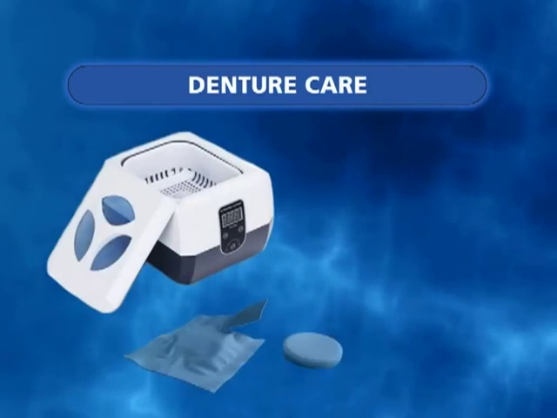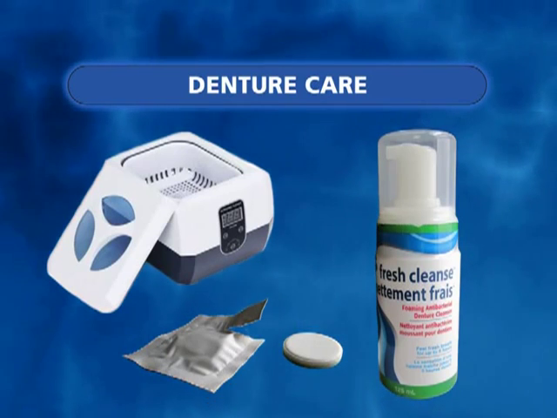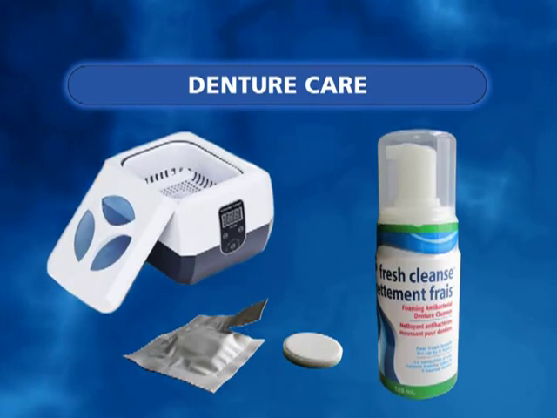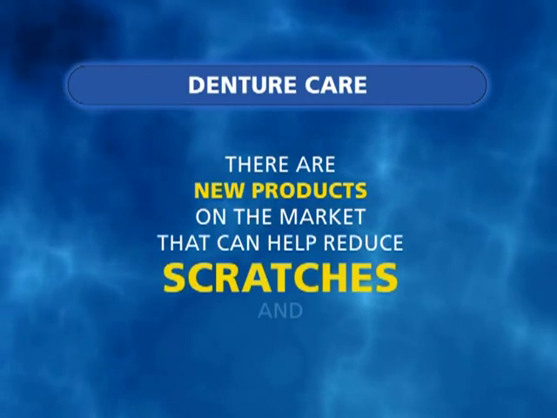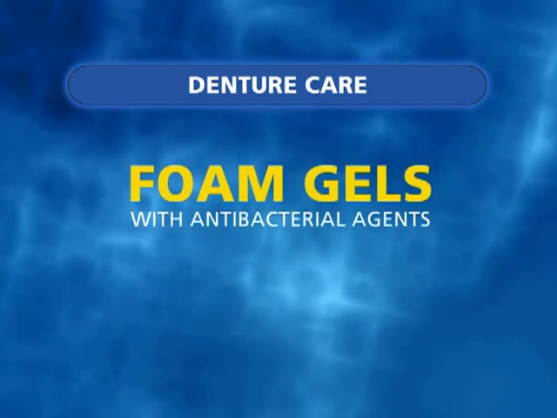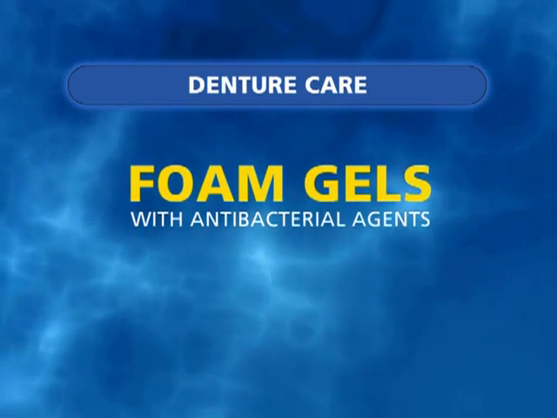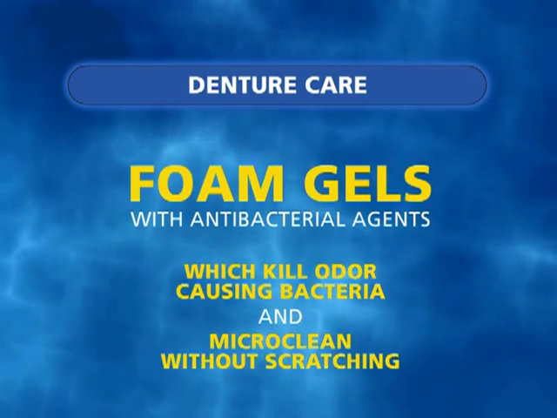There are many commercial products available for denture cleaning, ranging from natural soaking solutions to ultrasonic machines. There are new products on the market that can help reduce scratches and damage during cleaning. These products are usually foam gels with antibacterial agents, which kill odor causing bacteria and microclean without scratching.